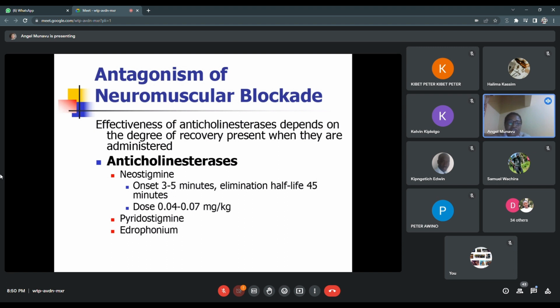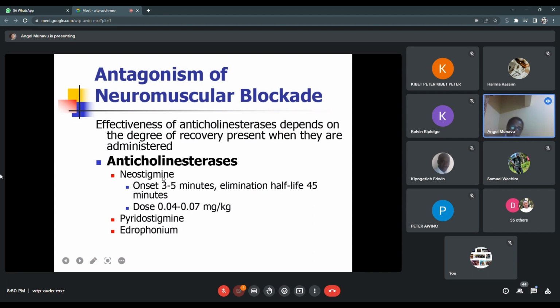So then what are we saying? To be able to reverse that neuromuscular blockade, you can give an anticholinesterase. The anticholinesterase we use is a drug we call neostigmine. When you give neostigmine, it stops the breakdown of acetylcholine to acetate and choline, and so acetylcholine accumulates there in the synaptic cleft, and then it's able to remove these neuromuscular or muscle relaxants.